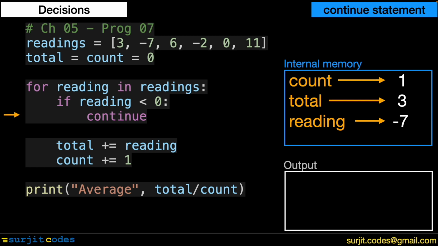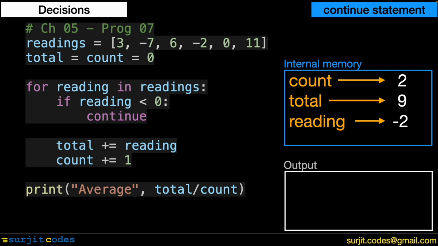In the next iteration, reading is minus 7. If is true this time, so we execute the continue statement. This means that we continue with the next iteration of the loop but skip the remaining statements of the current iteration. In the next iteration, reading is 6. So total becomes 9 and count becomes 2. For minus 2 also, we reach the continue statement.